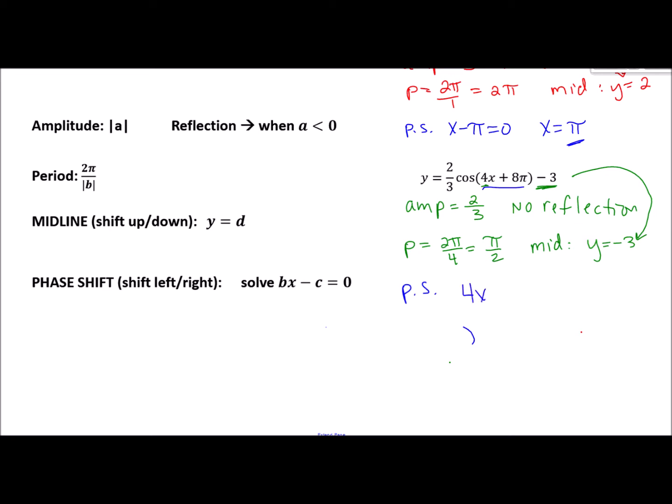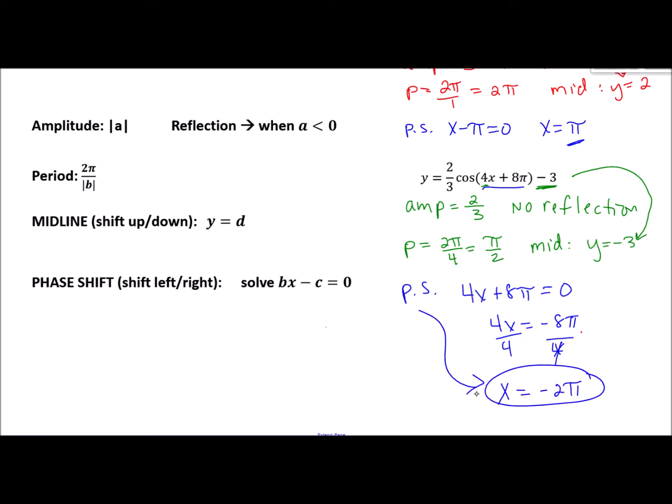Okay, and then our phase shift, our new element, everything inside. So 4x plus 8 pi equals 0. Finish solving. 4x equals -8 pi. Divide by 4. And we get that x equals -2 pi. And there's our new starting point. There's our phase shift. And then using all these pieces, you can easily draw the graph of them. You just have to remember that there are 5 key points that you start with. Then you apply any amplitude changes, any reflections, and then any shifts up or down, and any shifts left or right.